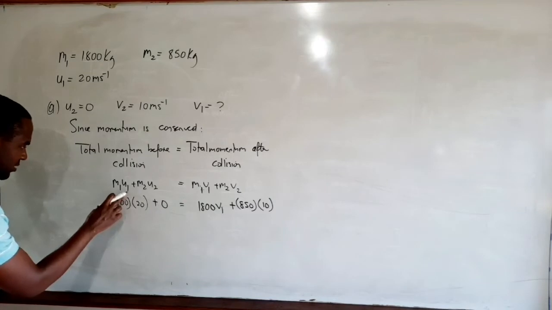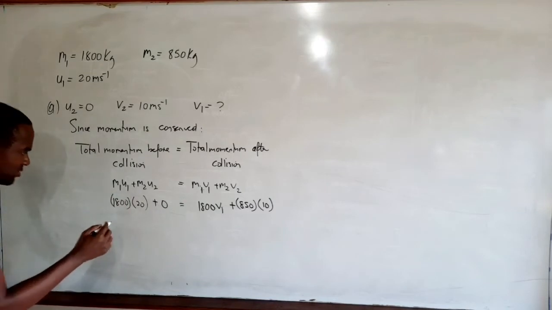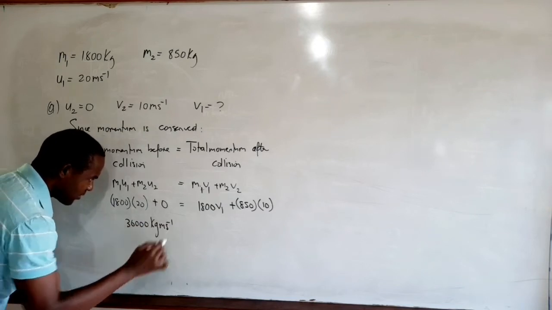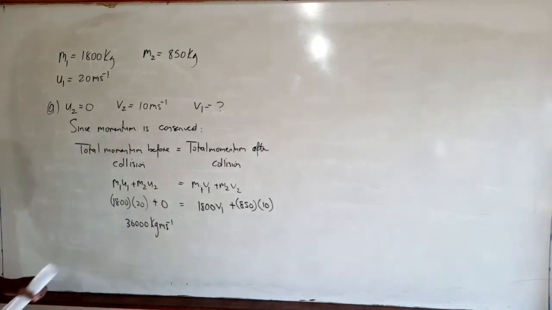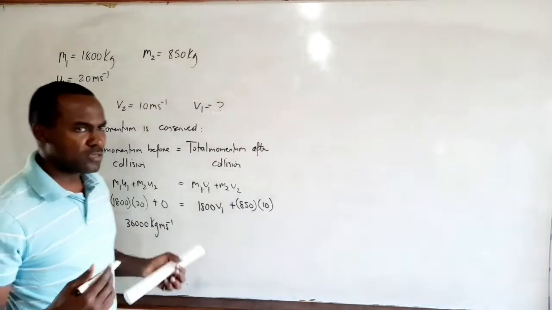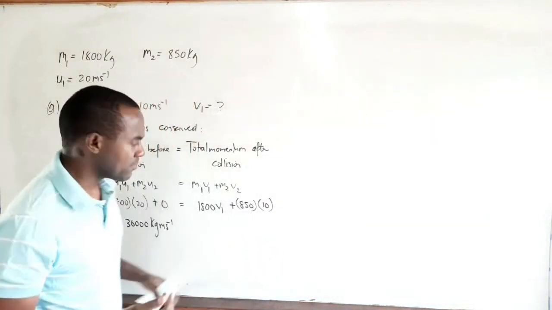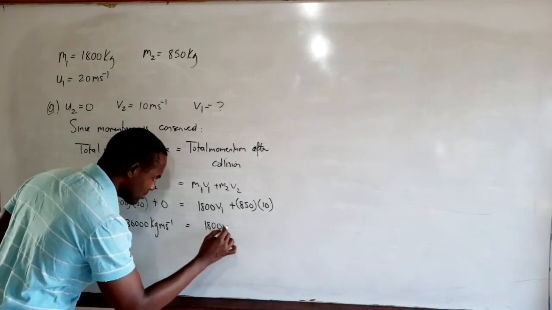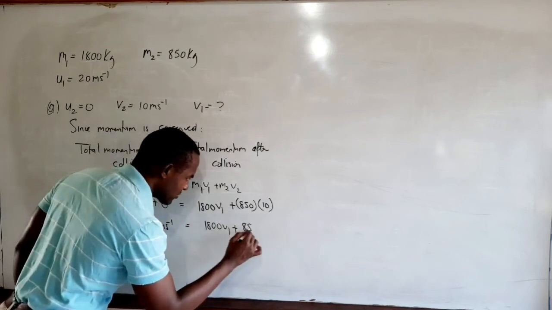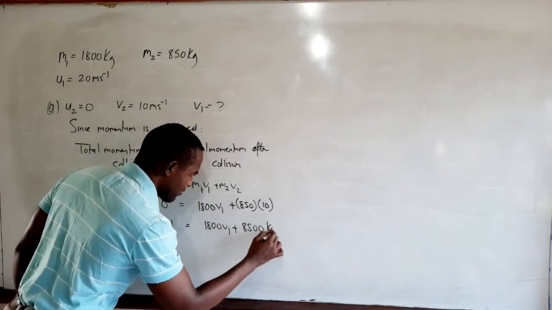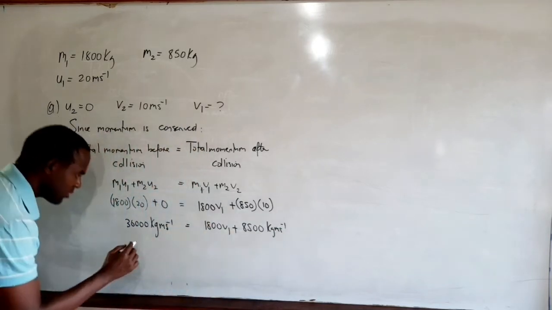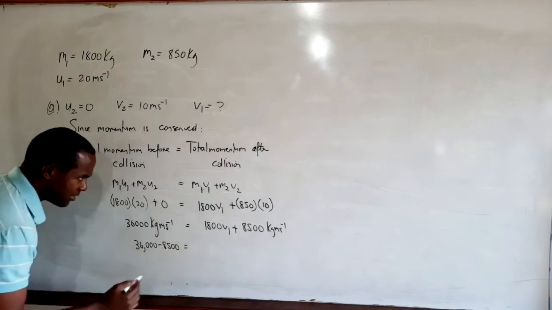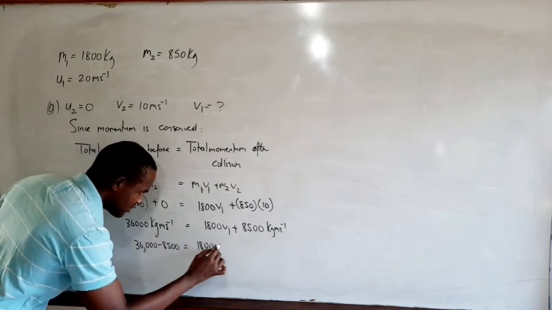So we try to work this out and solve for v1. So 20 times 1800, 2 times 18, that's 36, so we have 36,000. So this would be kilogram meters per second. I mean, we don't always have to put the units because you understand the momentum. As long as you put the unit of whatever we're calculating at the end, everything is okay, right? So 36,000 will be equal to 1800 v1 plus 8,500, right? So you bring the 8,500 across and you subtract it. So you get 36,000 minus 8,500, and that is equal to 1,800 v1.